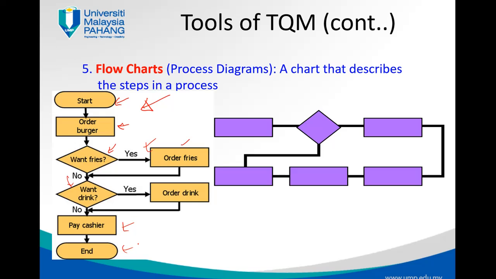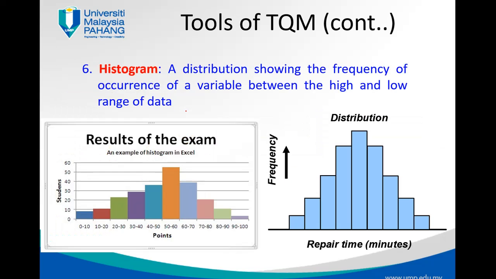So from here basically we can identify the process, and then after that we can classify whether each of the processes here are value added or non-value added activities. If the activities are non-value added, basically we try to minimize and also eliminate.